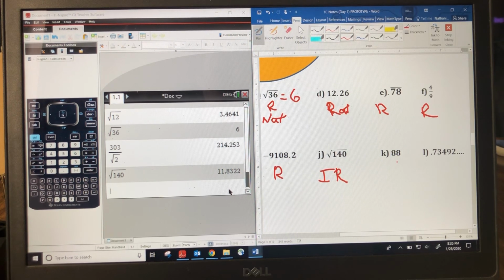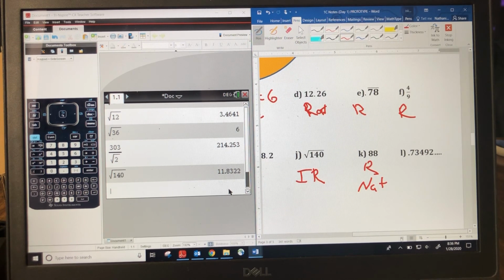Next one is 88. Well, 88, hey, that's rational. That's just a whole number. Not only that, it's a natural number. NAT, natural, right? Because it's a positive integer. It's a positive whole number.